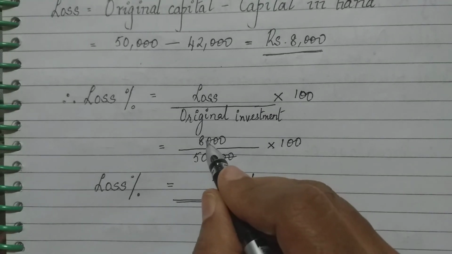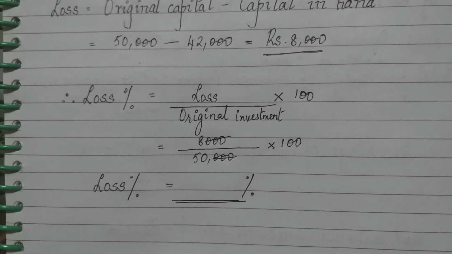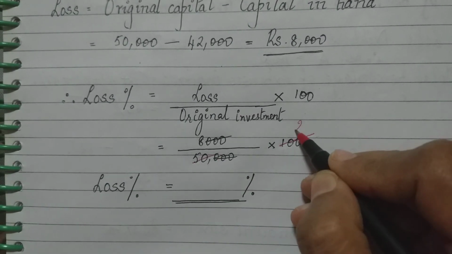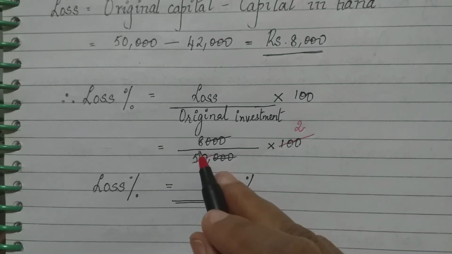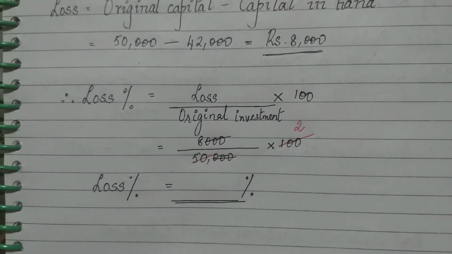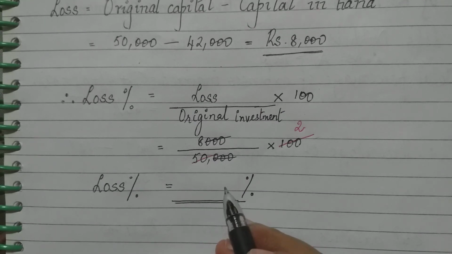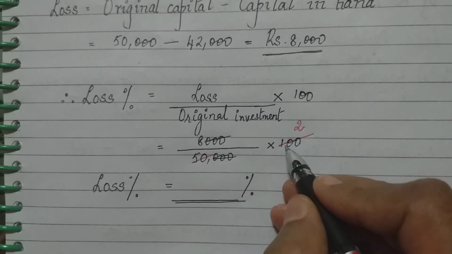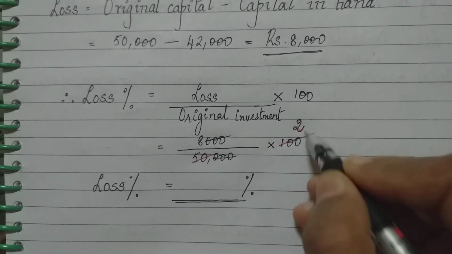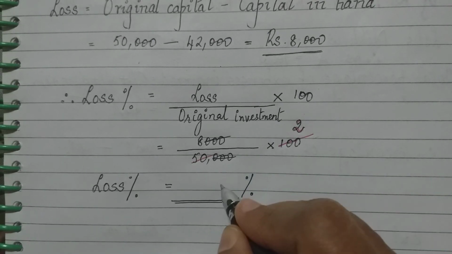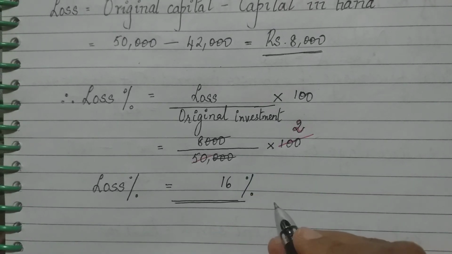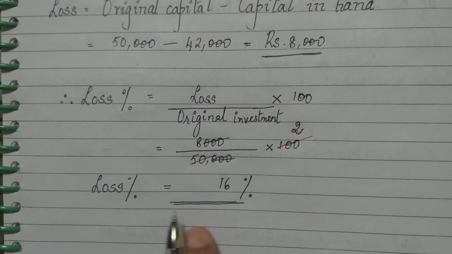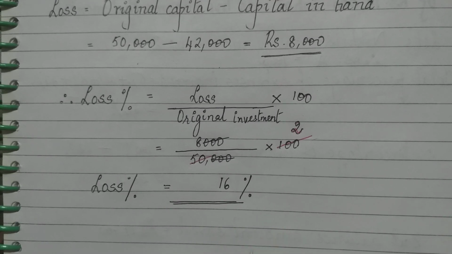Now what happens? These three zeros will cancel. Also 50 goes in 100 two times. What is left now? We see that only 8 is left. Everything else is cancelled. So what is the loss percent? 8 here and 2, since this 50 was going in 100 two times. So 8 into 2 is 16. Therefore the loss percent is 16%.